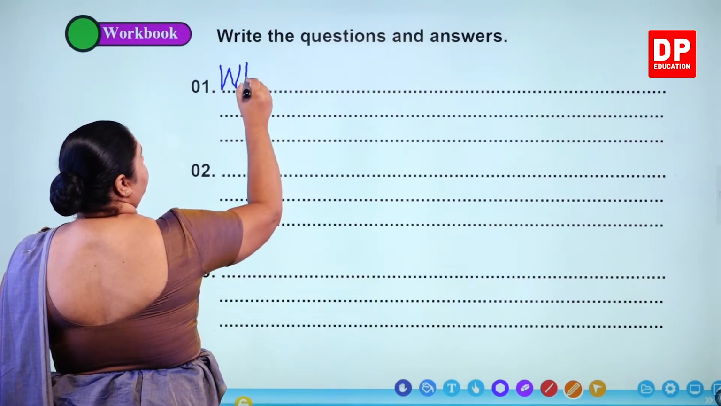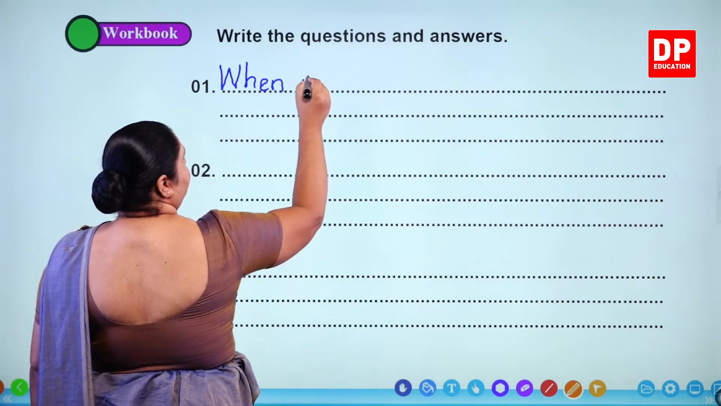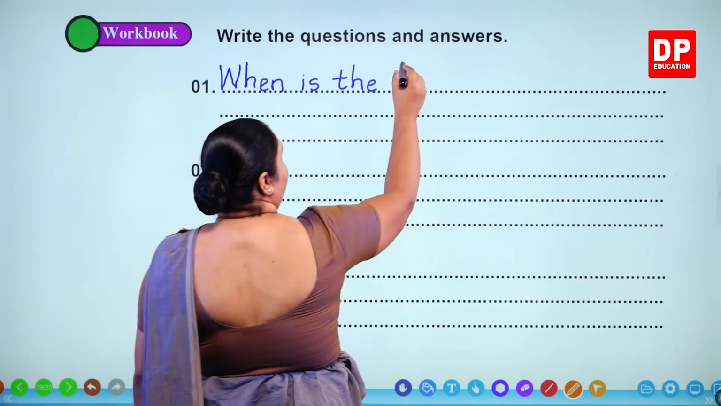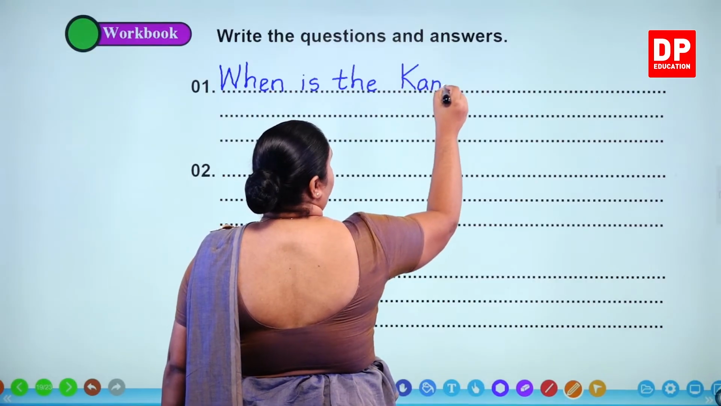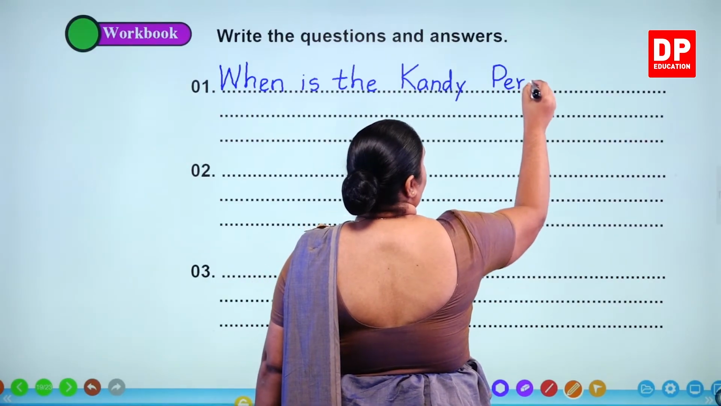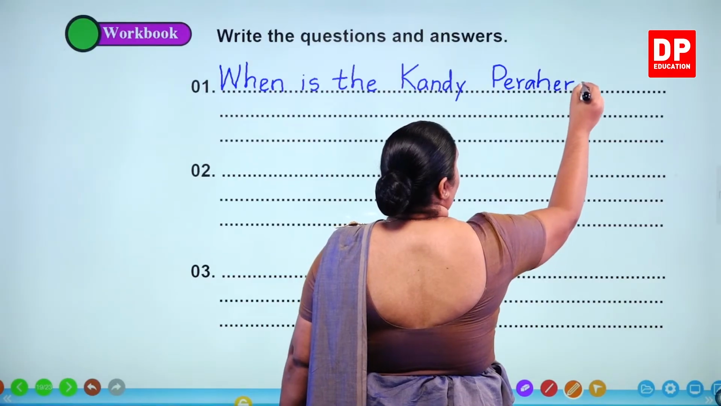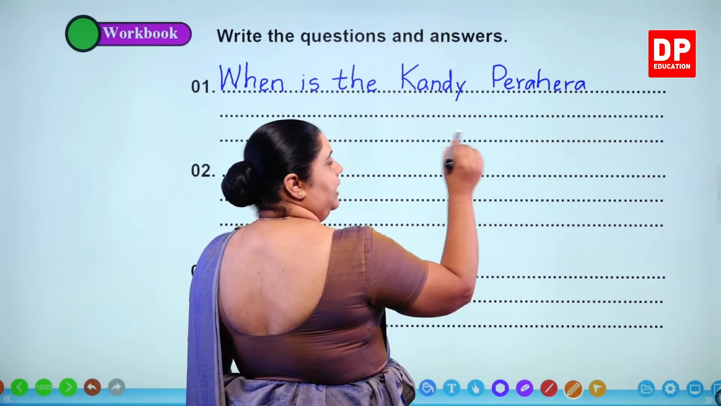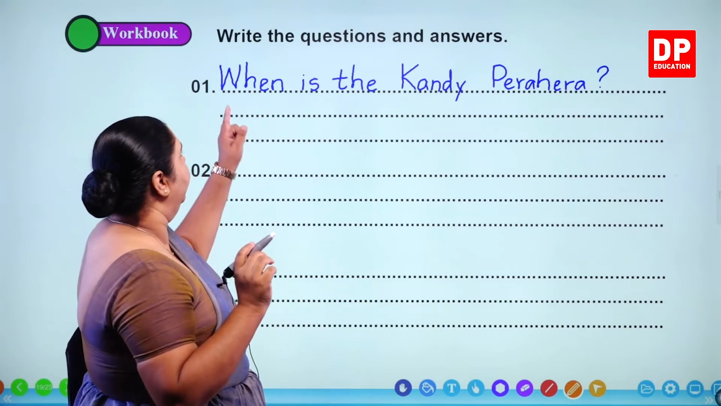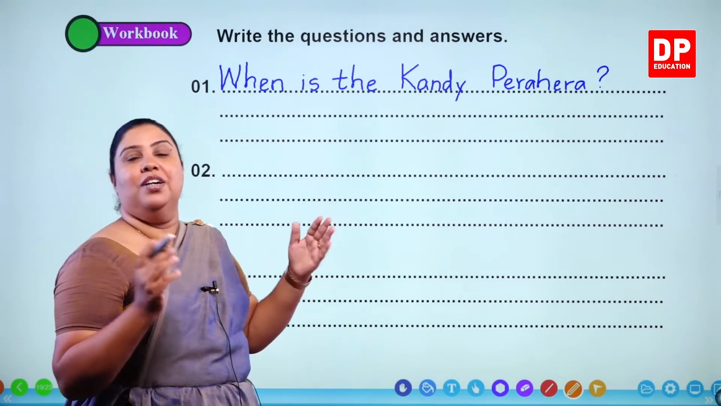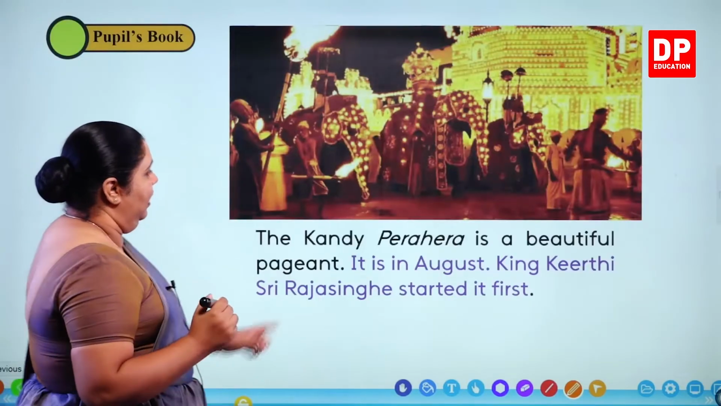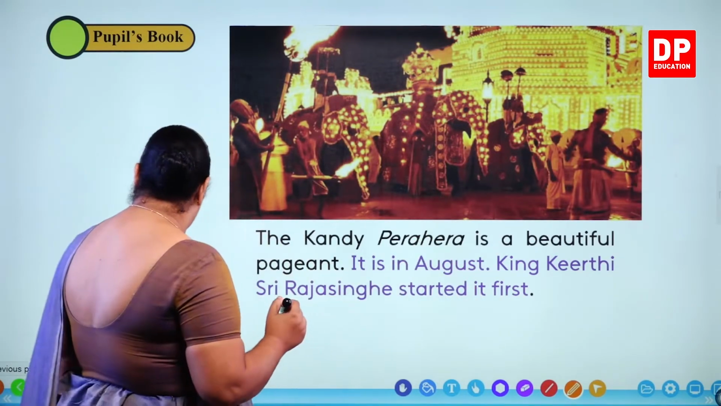When is the Kandy Perahera? ඔන්න අපි ප්‍රශ්නයක් නේ අහුවේ. Now this is our question. You have to keep the question mark at the end of the sentence. Now can you look at the first word? When is the Kandy Perahera? Question word. Now what is the answer? Now we had the answer. It is in August. When is the Kandy Perahera?